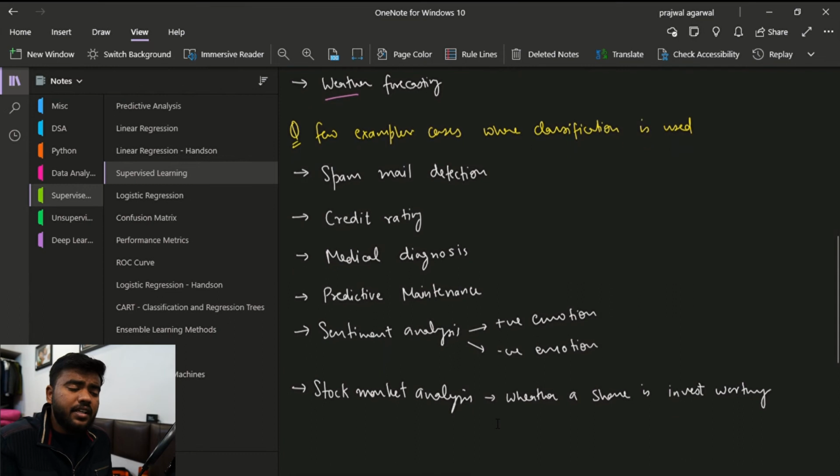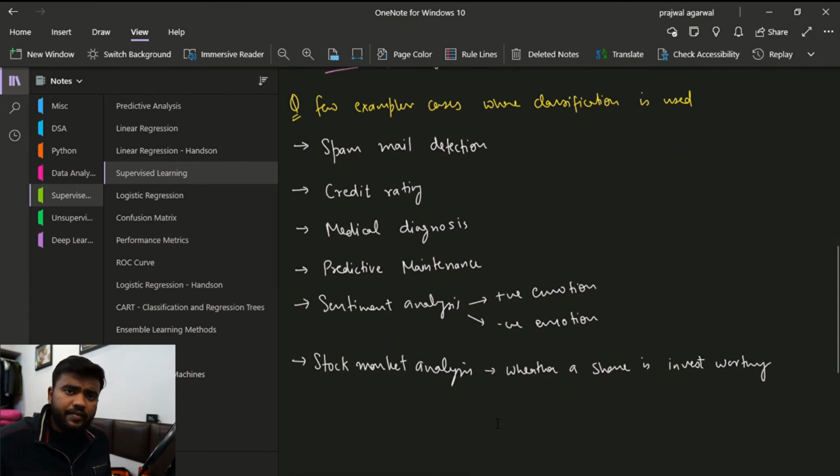And in classification, wherever you need the output in the format of black and white values, yes or no, or basically categorical data, you can use classification. For example, spam mail detection, is the mail spam or not? Credit rating, is it good or not? Medical diagnostic, is a person healthy or not? Predictive maintenance, sentiment analysis, positive or negative? Stock market, whether the stock is invest worthy or not.